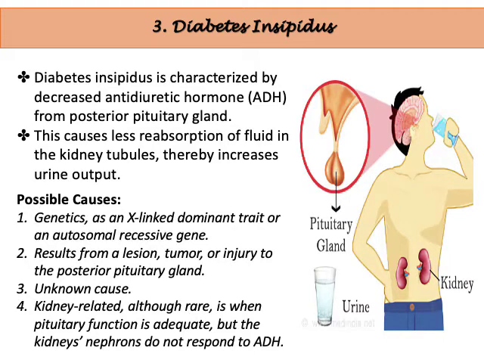Possible causes: first is genetics, either X-linked dominant trait or autosomal recessive gene. Second, it may result from a lesion, a tumor, or injury to the posterior pituitary gland, which compresses the gland and affects ADH secretion. Third is idiopathic or unknown cause. And fourth, it may be kidney-related, although this is rare. This is when pituitary function is adequate, but the kidney itself or the nephrons do not respond to ADH.